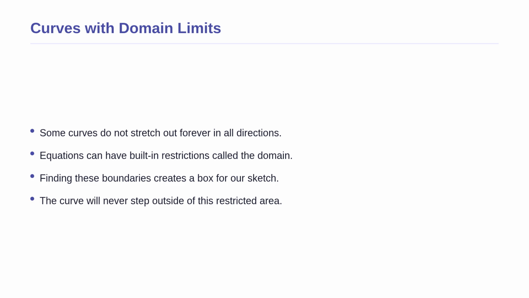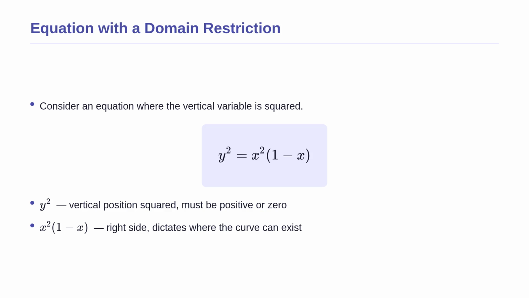Why is this important? By finding these boundaries first, we can draw an invisible box on our paper and know for a fact that our curve will never step outside of it. This saves us from wasting time looking for landmarks in places where the curve cannot possibly go. This brings us to a new type of equation, one that forms a complex loop.